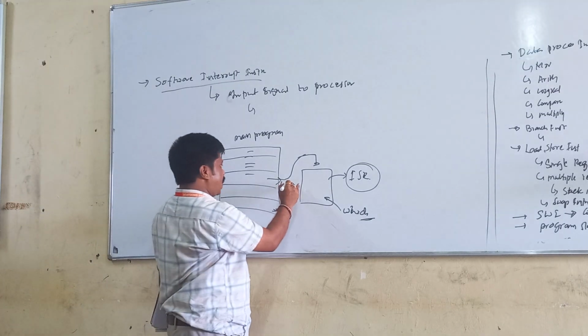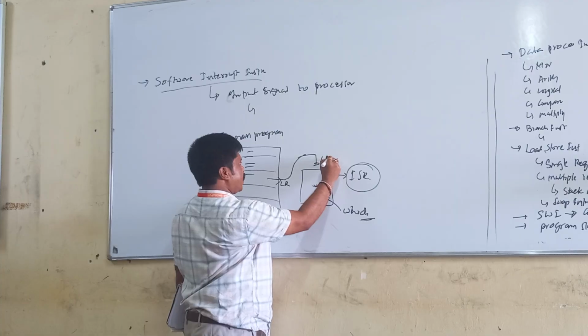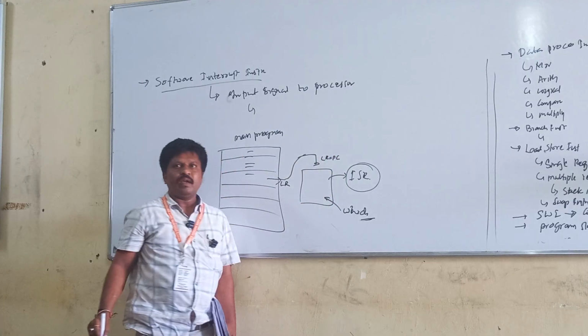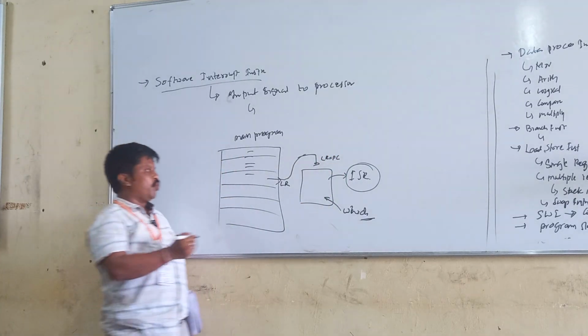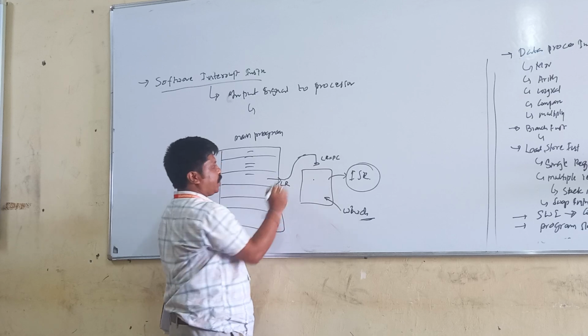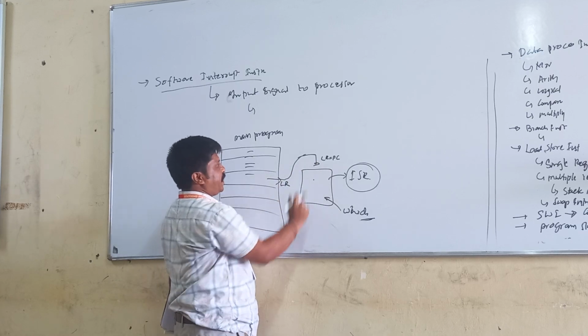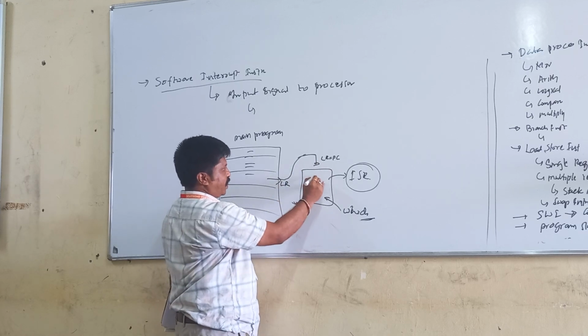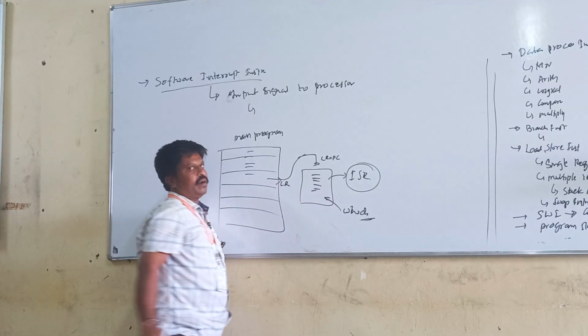This LR will become the PC, that's nothing but the program counter address. LR will be holding the address of this subroutine program. Now LR becomes the PC. This program that is running, we call it the main program.